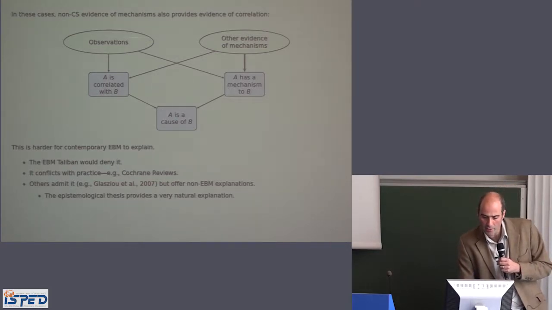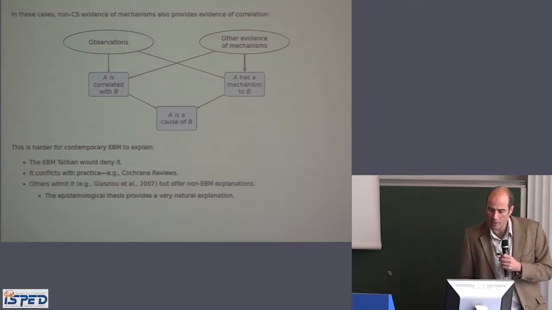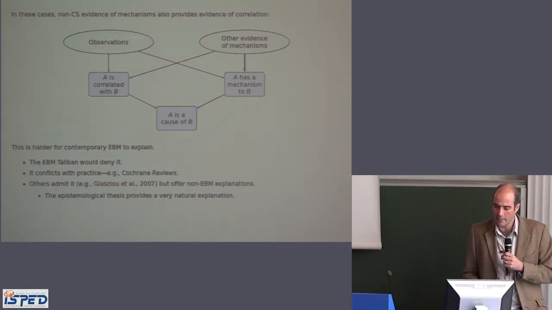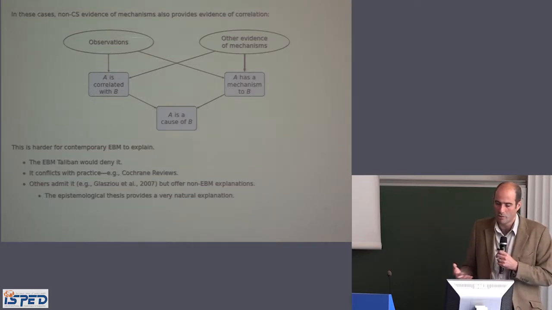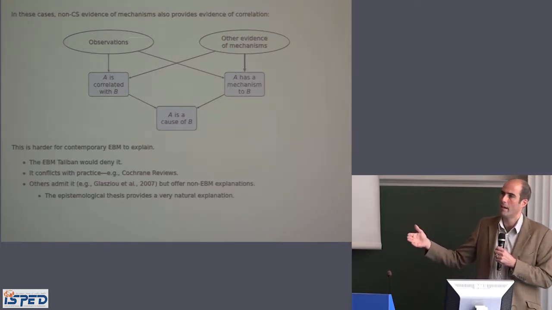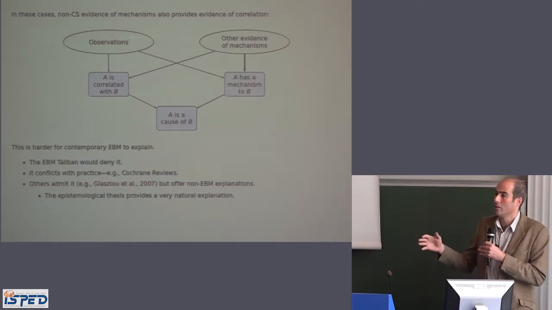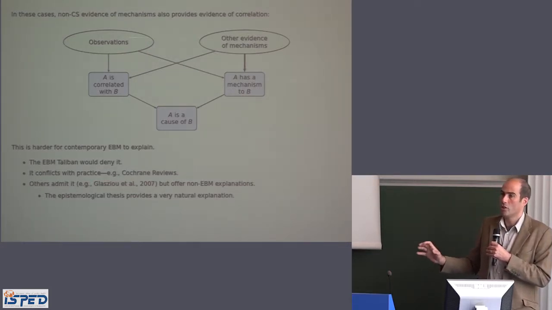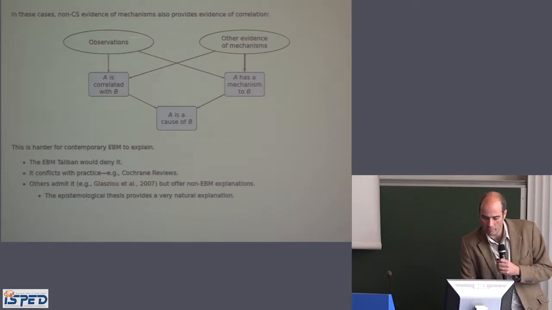And then there are others who admit that you do have causation established in these cases, but they can't offer explanations from within the EBM paradigm. So they tend to appeal to the Bradford-Hill criteria, for example, and so go out of the EBM paradigm in order to justify how you establish causation in these cases. But Bradford-Hill is a kind of dualistic approach. It's not in the mainstream monistic approach to causal discovery.